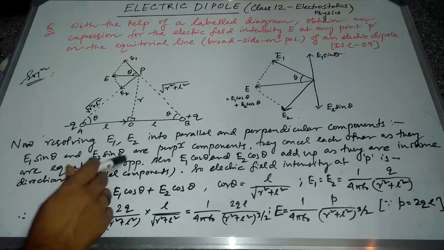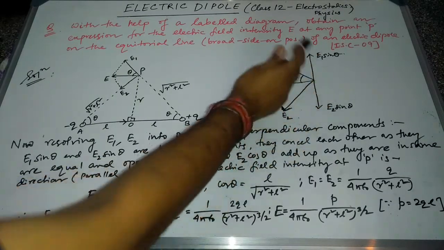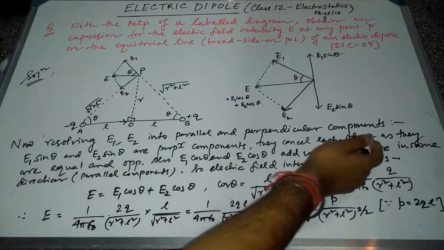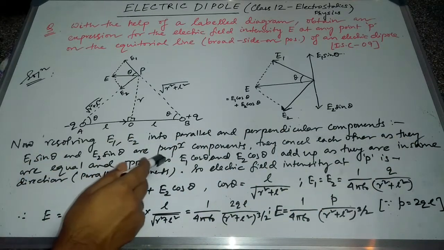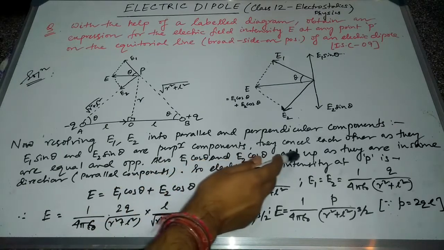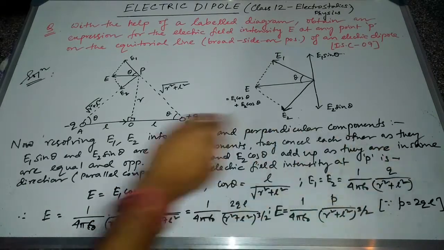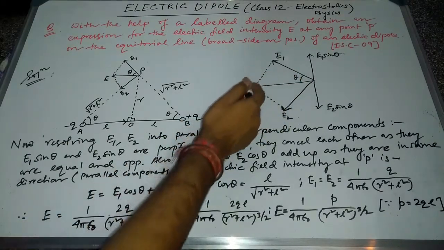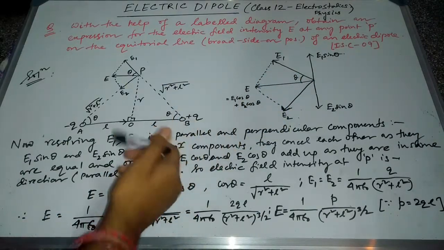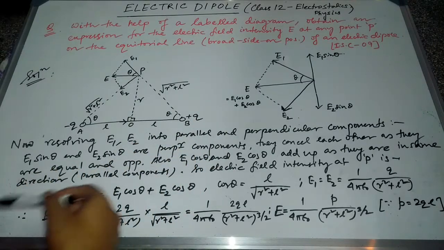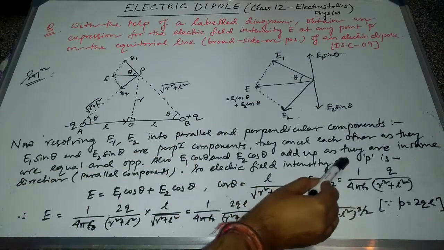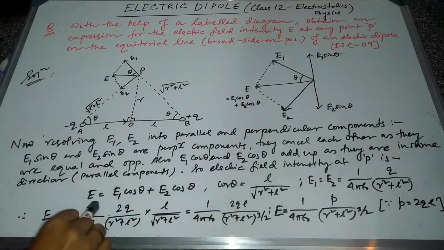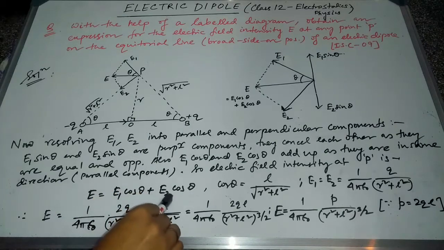So the perpendicular components, as you have seen, are equal and opposite, hence they cancel each other. Also E1 cos theta and E2 cos theta add up as they are in the same direction, that is parallel components parallel to AB along E. So the resultant electric field intensity at P will be the addition of these two. So E equals E1 cos theta plus E2 cos theta.